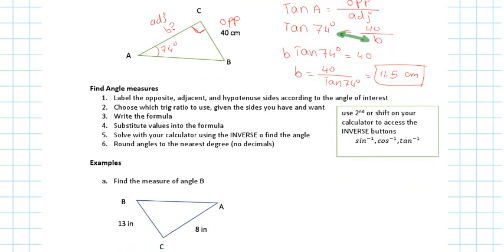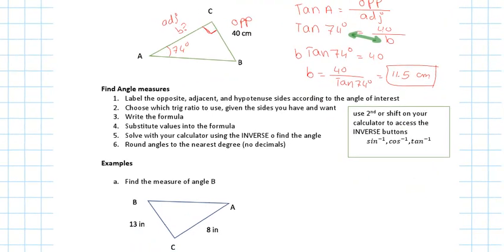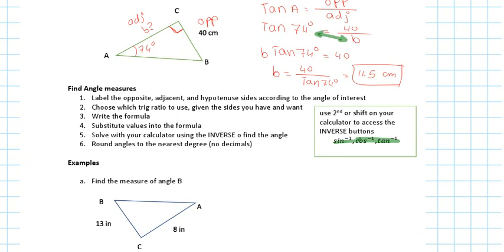Make sure you can locate your second button or your shift button. Then if you press it, it should show you on the calculator something that looks like this: sine inverse, cos inverse, or tan inverse. We use the inverse operation whenever we're looking for an angle.